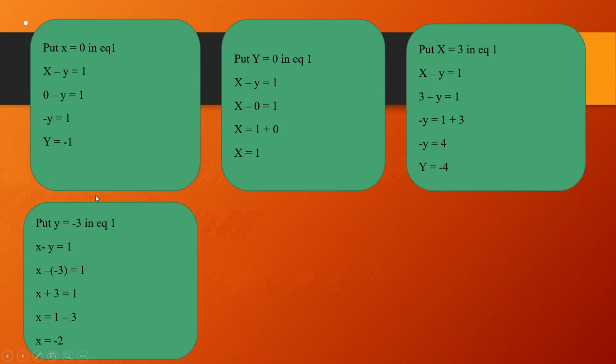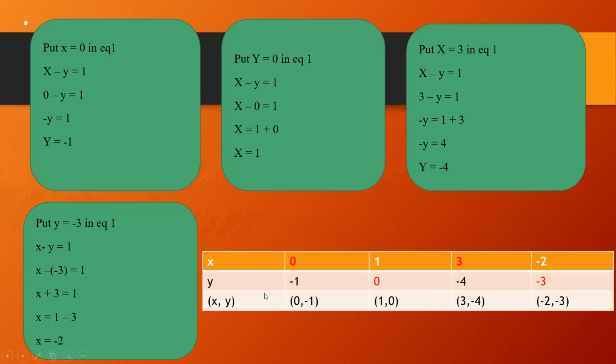Now the values which we have found, we have to present this data in a tabular form. So I have made this table here. This is my x column, y, and this is my xy value I will write here. These are my four coordinates: (0, -1), (1, 0), (3, -4), (-2, -3). I will plot these four coordinates on the graph.